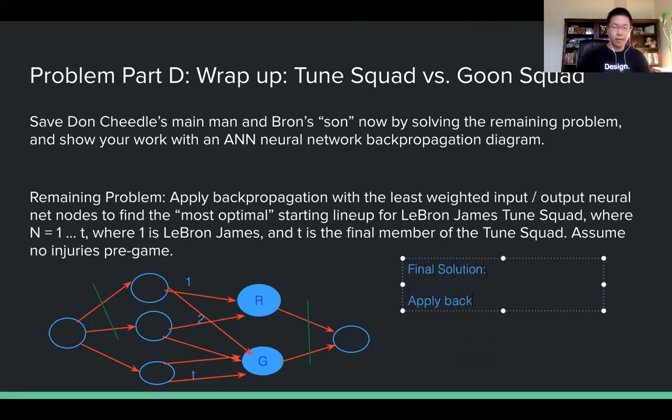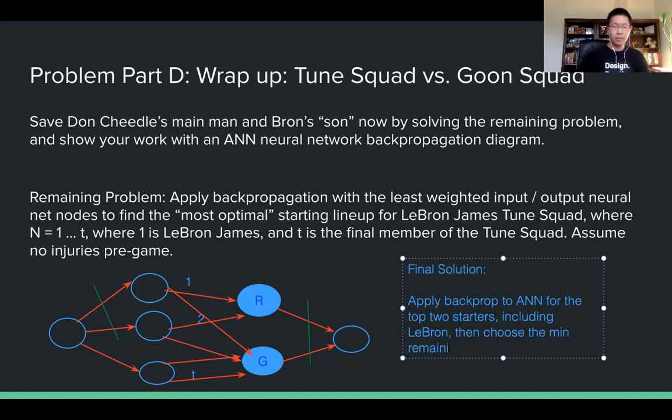Apply backprop to ANN for the top two starters, including LeBron. Then choosing the minimum. So it's like an algorithm. Then choose the minimum remaining weights from up to T minus one starters. So that is your final solution.